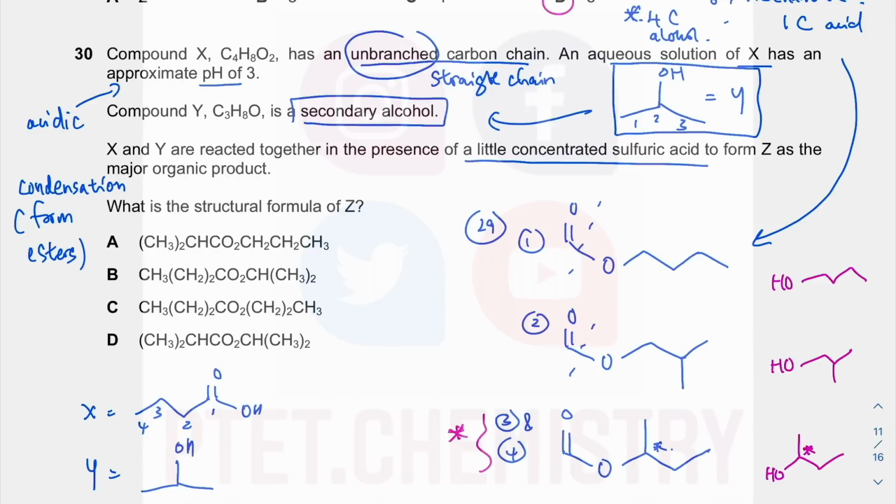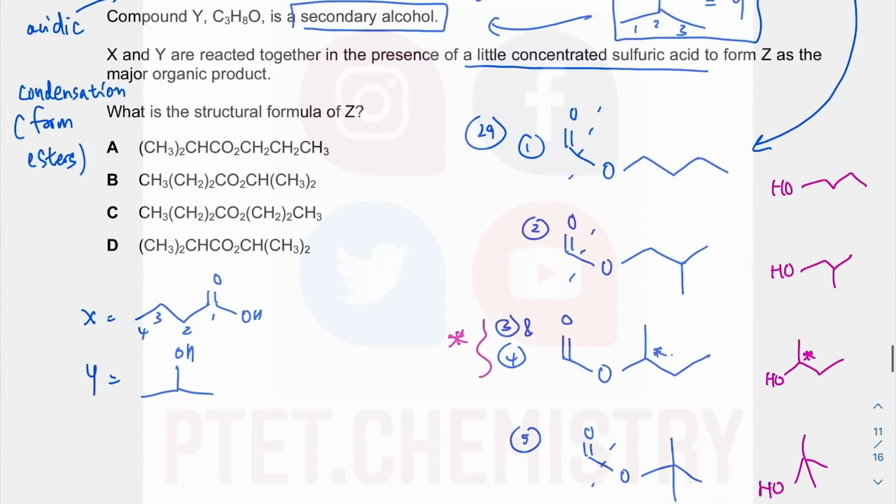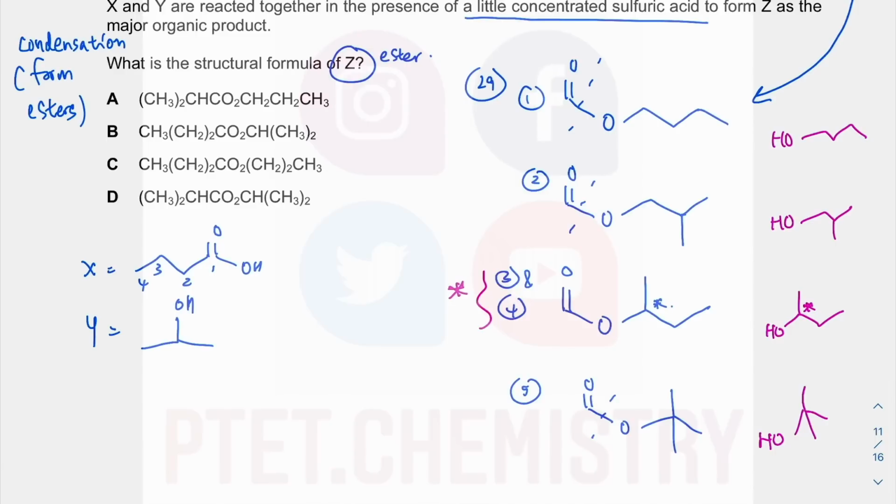propan-2-ol, a secondary alcohol. So what is the structural formula of Z, which is the ester? When you form an ester in a condensation reaction, as I mentioned, the acid would lose the OH and the alcohol will lose the H. Then they come together. That will give you the ester, and then they will kick out water. The H and the OH kick out the water. This is called condensation. So there's your ester.